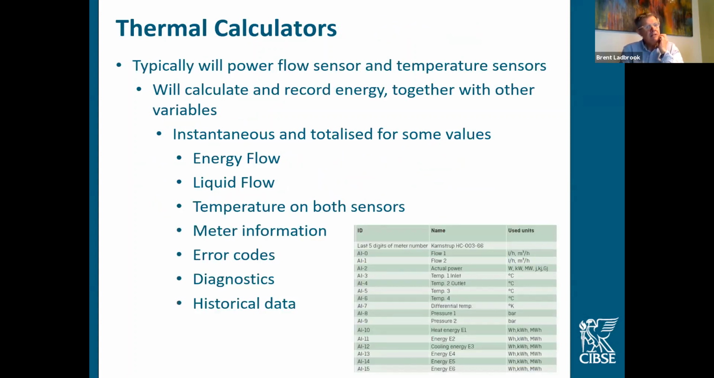Okay, so that's flow sensors, temperature probes, and now onto calculators. The calculator will typically power the flow sensor and the temperature sensors, and will record the energy together with other variables. These are some of the things that they'll record: energy flow, liquid water flow, temperature on both sensors, information about the meter, error codes, any faults, diagnostics, and historical data.